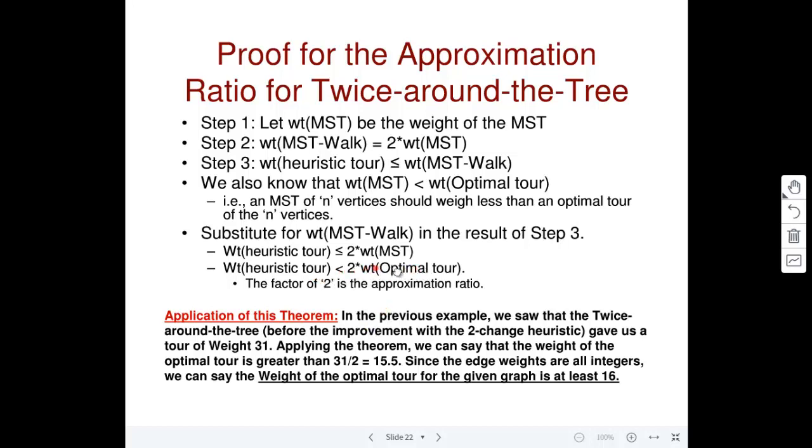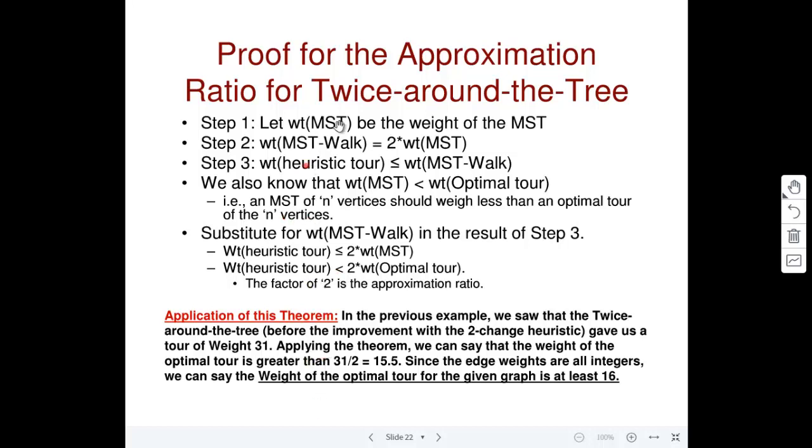From that, the weight of the optimal tour can be said to be greater than 31 divided by 2. So that's what I'm showing here. That's 15.5, and since we work with integers in this graph, we can say the weight of the optimal tour is at least 16, the next possible integer. Okay, so that is how you can apply this theorem.